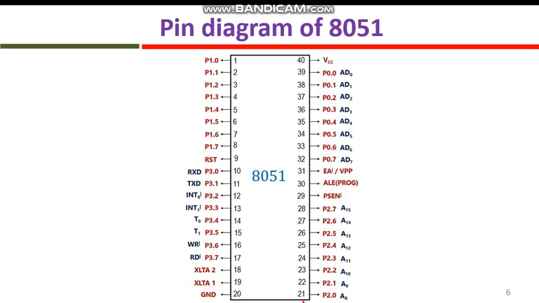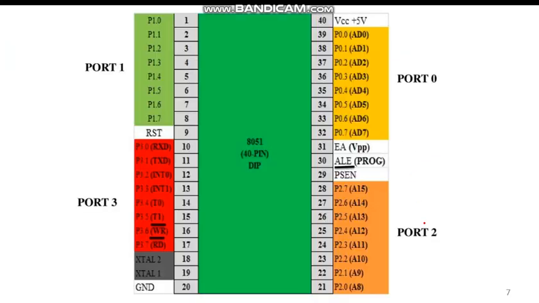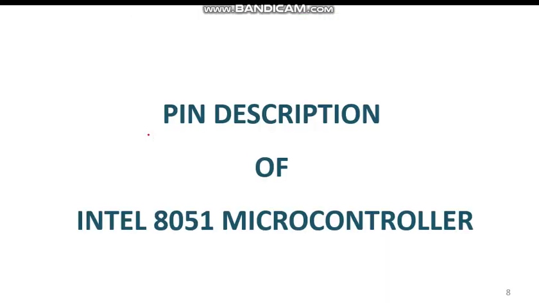This is the IC. You can see 20 pins on the left side and 20 pins on the right side. So we have total 40 pins. You can see this diagram. So you can see these 2 pins for power supply, VCC and ground. Then 4 ports. So we have 32 pins for ports. Then EA pin, ALE pin, PSEN pin, 2 pins for crystal, and 1 pin for reset, RST. This way total 40 pins are used.